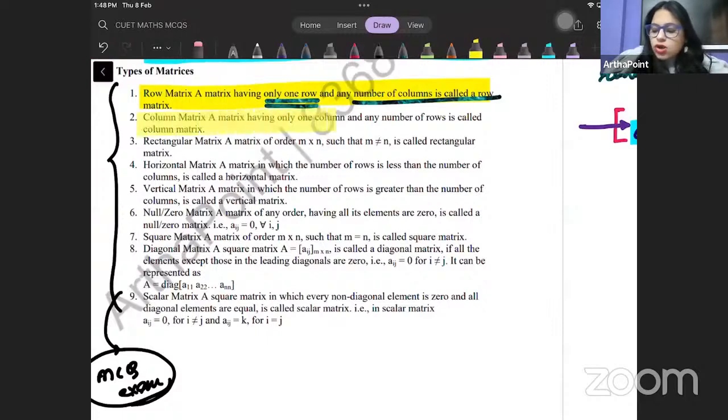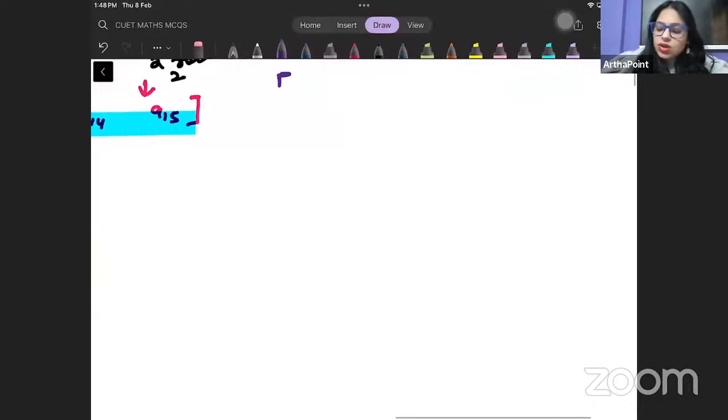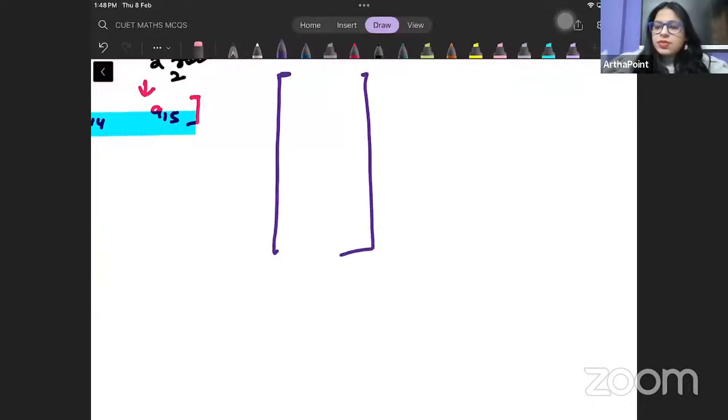Similarly, let's think about a column matrix. It is the reverse. तो column matrix क्या हो गया बच्चे? There is only one column. एक ही column है, but there can be multiple rows in it.